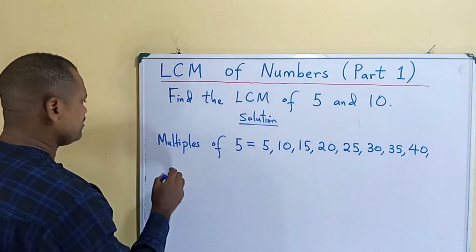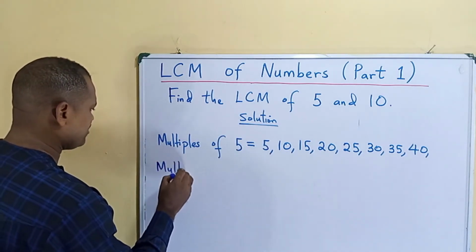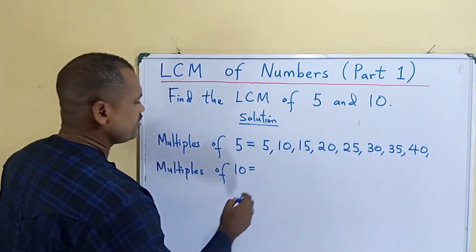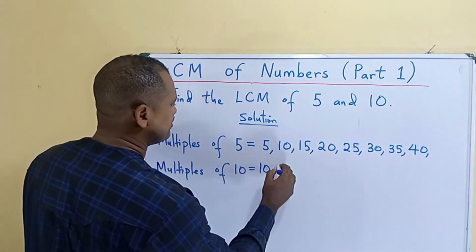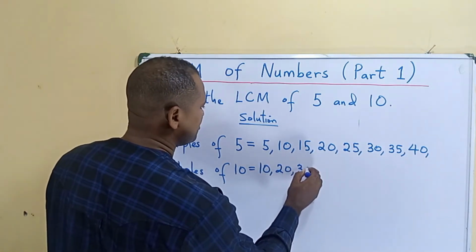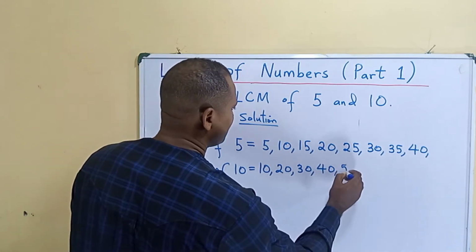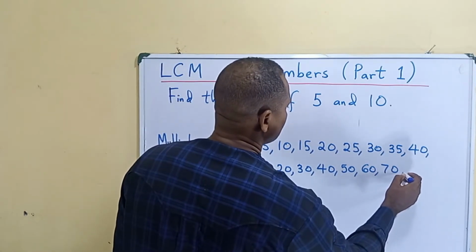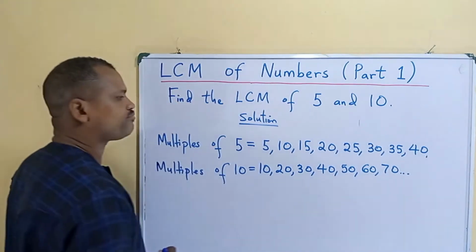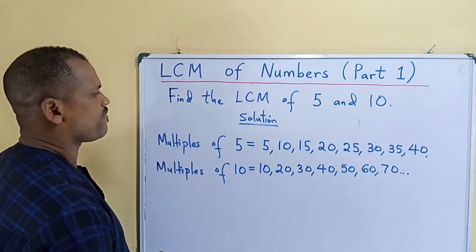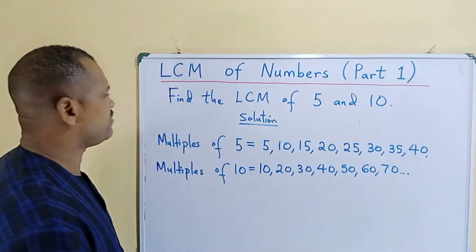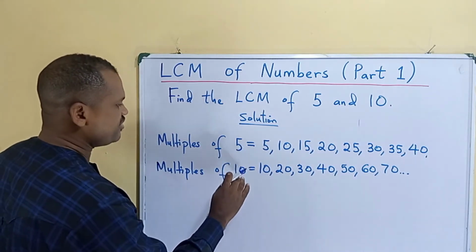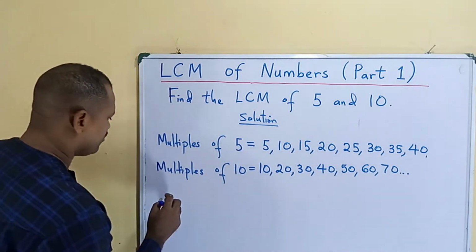So let's go to the multiples of 10. Multiples of 10. We have 10 times 1 is 10, times 2 is 20, times 3, 30, times 4 is 40, times 5 is 50, times 6 is 60, times 7 is 70. We can just stop here.